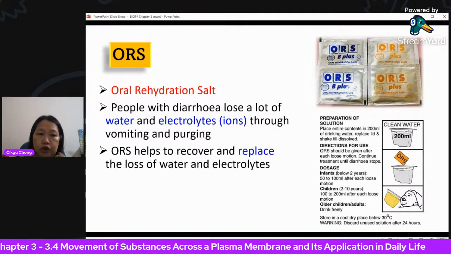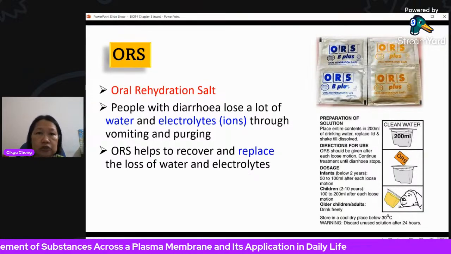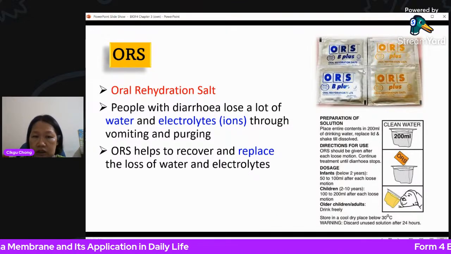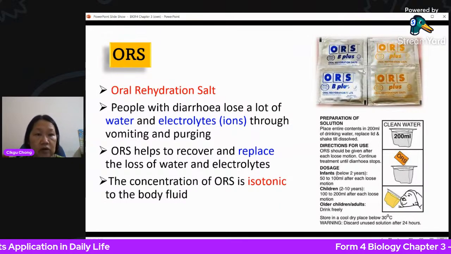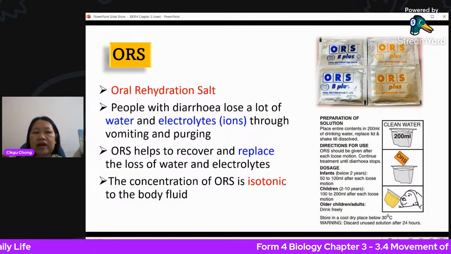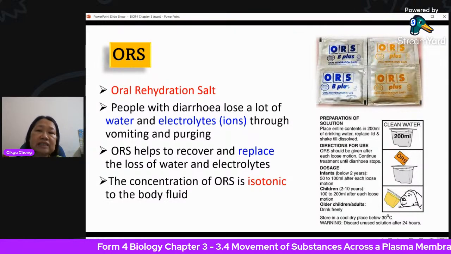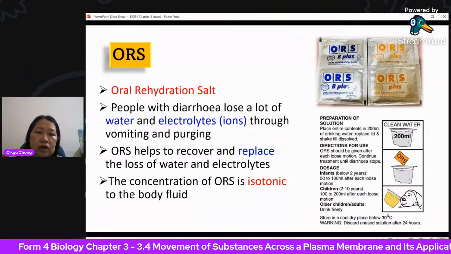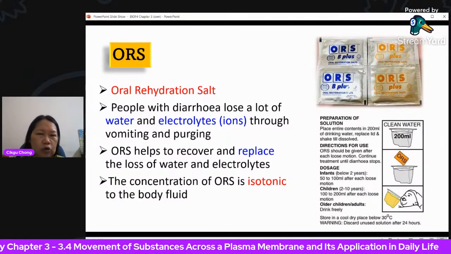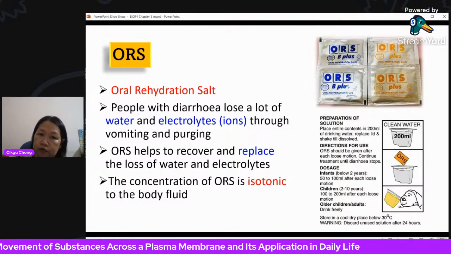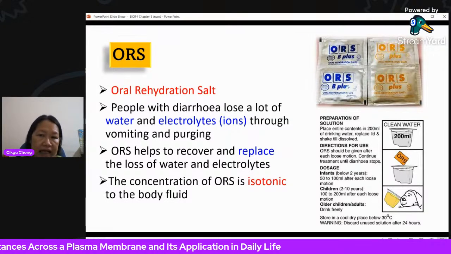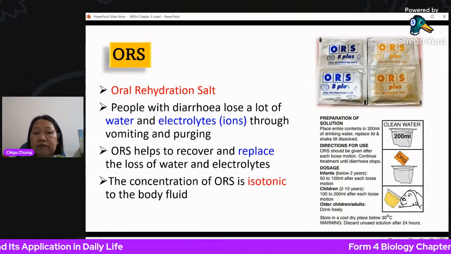So when you have diarrhea, you're losing a lot of ions as well. And you have to replenish it. You need to add back all these ions that you're losing, because if not, your body is going to suffer the consequences. You'll see afterwards what happens. The concentration of ORS is isotonic to the body fluid, so it will be the same. So that's why you put in the water, but don't put too much water. You follow instructions. Roughly one glass of water is about 200 ml. That should be isotonic to your body fluids.